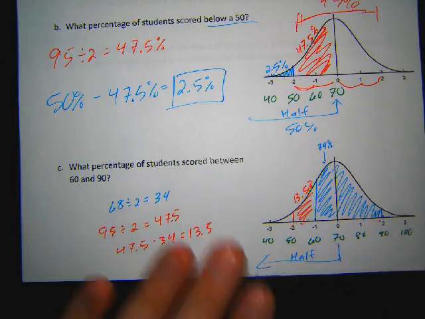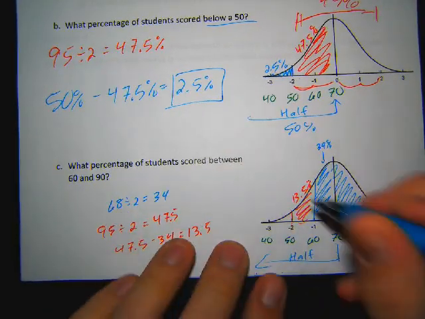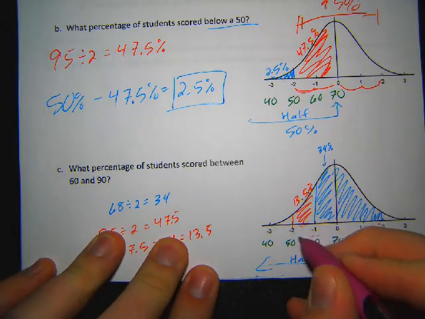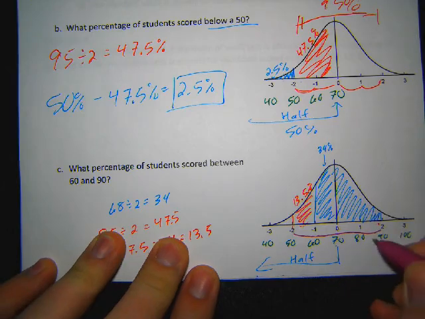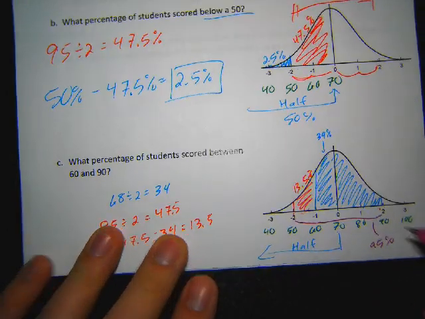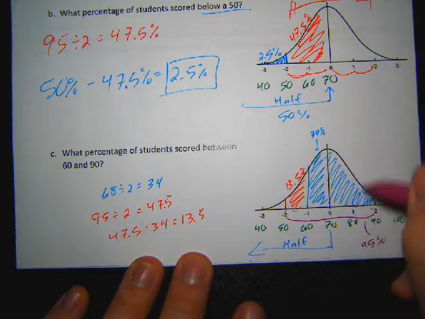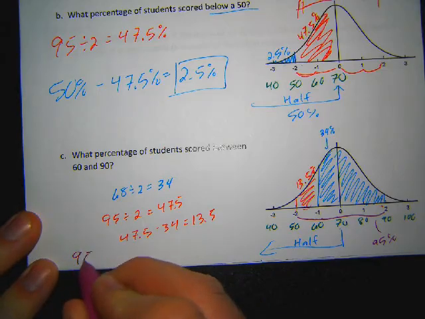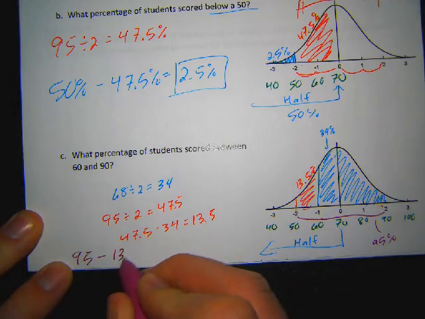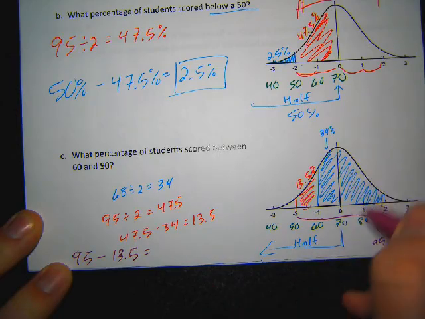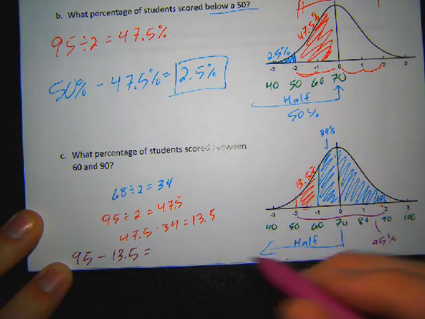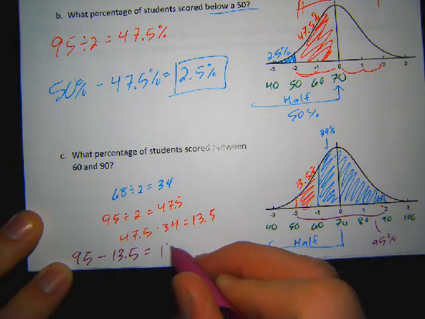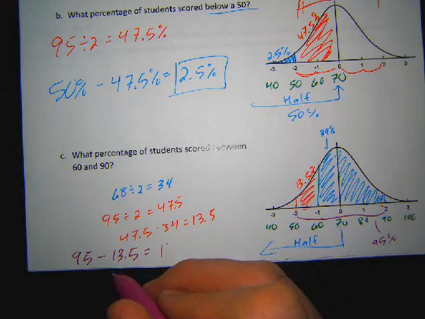Now, if I think about how this whole thing right here, from here to here, maybe I'll do it in a different color. Let's say this whole piece from here to here would be 95%. And I take away this piece, what I'm left with is the piece I want. So I'm going to take 95, subtract this 13.5, and that'll give me just the blue piece left that I want here. So this would be 95 minus 13.5, which is 81.5.